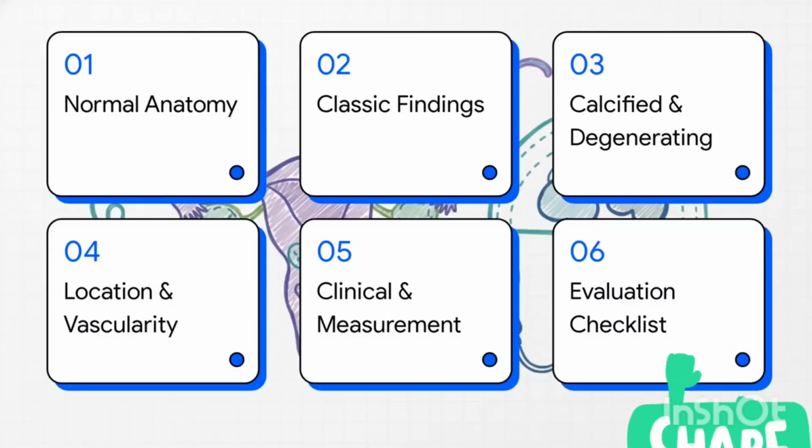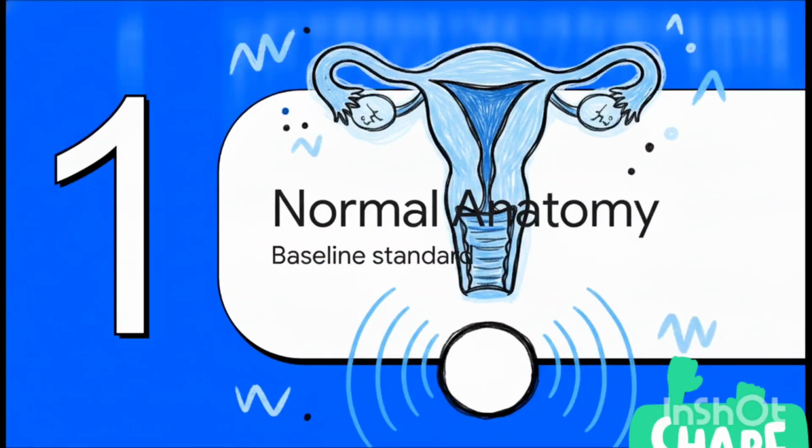We're going to hit normal anatomy as a baseline, check out classic fibroid ultrasound findings, look at calcification and degenerative changes, categorize their location and vascularity, do some clinical correlation and measurement, and wrap it all up with a sonographic evaluation checklist. All right, part one, normal anatomy as a baseline, establishing the standard.